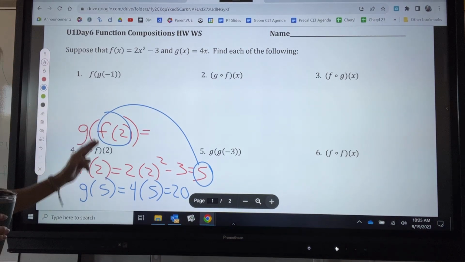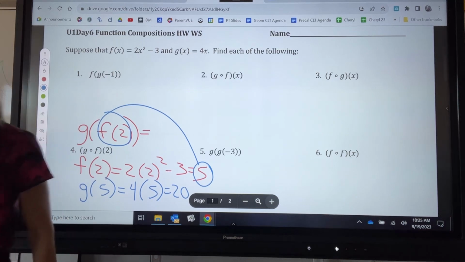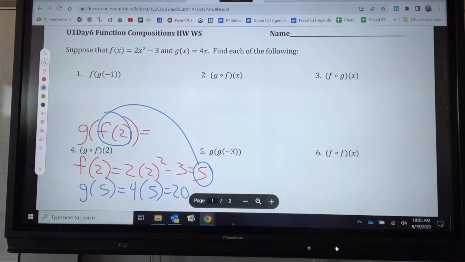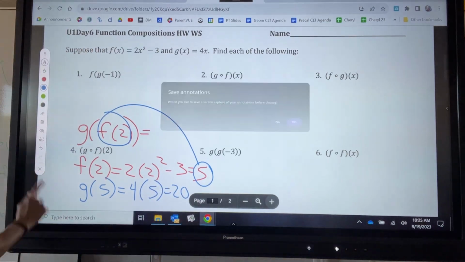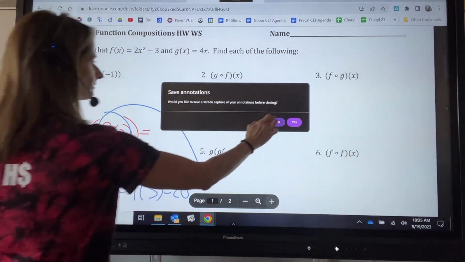So g of f of 2 is 20. How are we doing? Can I move on? We're going to go to number, what did I say?